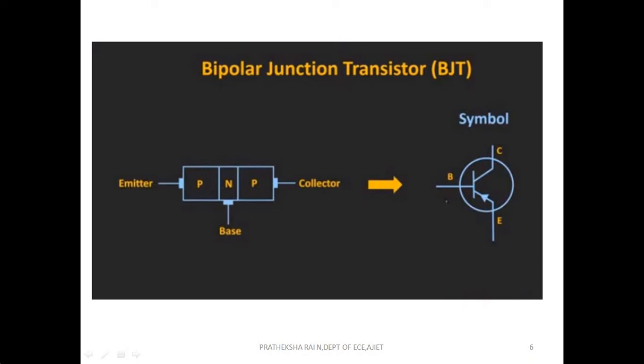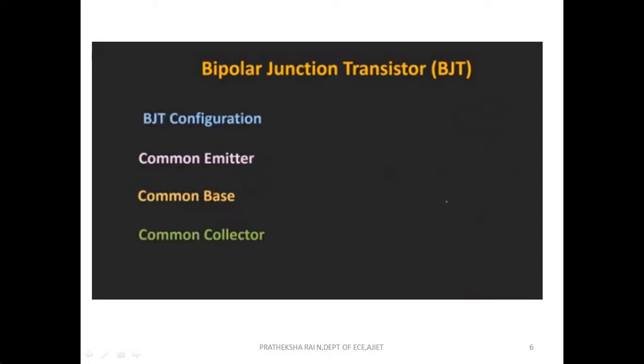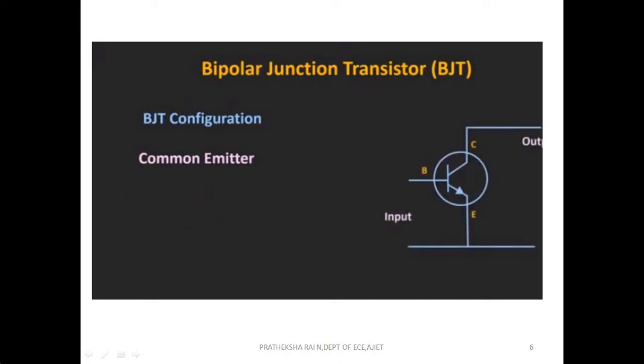Now as I said, when the BJT is used for the amplification of the signal, then it is operated in the active region. And there are different ways to configure it. So in case of the common emitter configuration, the emitter terminal is common between the input and the output. That means in this configuration, the input signal is applied between the base and the emitter and the output is measured between the collector and the emitter terminal.